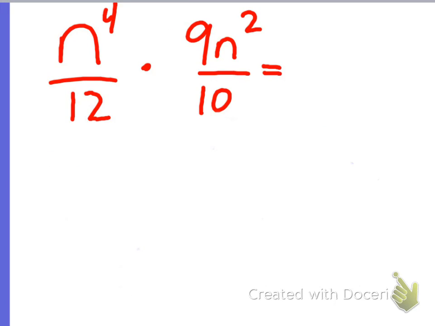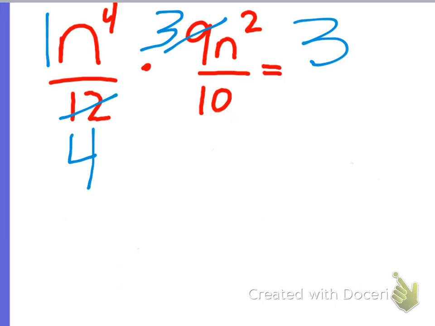In the last example, we have n to the 4th power over 12 times 9n to the 2nd power over 10. Again, anything that you can cancel out is just going to make this easier. And I can see here that 9 and 12 share a common factor of 3. So 3 is going to go into 9 3 times. 3 is going to go into 12 4 times. So I know that I can make this a little bit smaller. So 3 times that 1 that's there is going to give me 3.